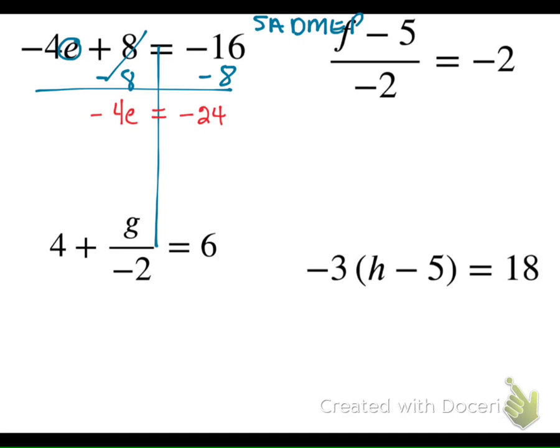Now, how do I get this e by itself? Am I going to add 4? No. Why not? How do I know that it's not plus 4? What's that 4 doing? Oh, because it's by the e, so you have to do division. Yeah, because that 4 is touching the variable, it means to multiply. So we're going to do the opposite and divide. So I'm going to divide each side by what? 4. What kind of 4 is that? A negative 4.